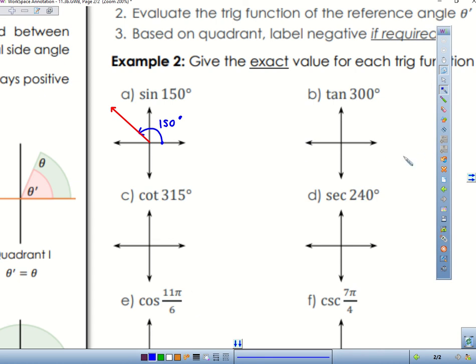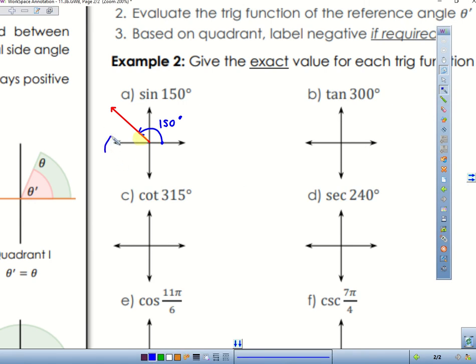Now, logically, you don't have to use these rules. You can logic your way through this process as well. Okay, so if you know, the reference angle always is between the x-axis and the terminal side. You see that? That's the reference angle right there.